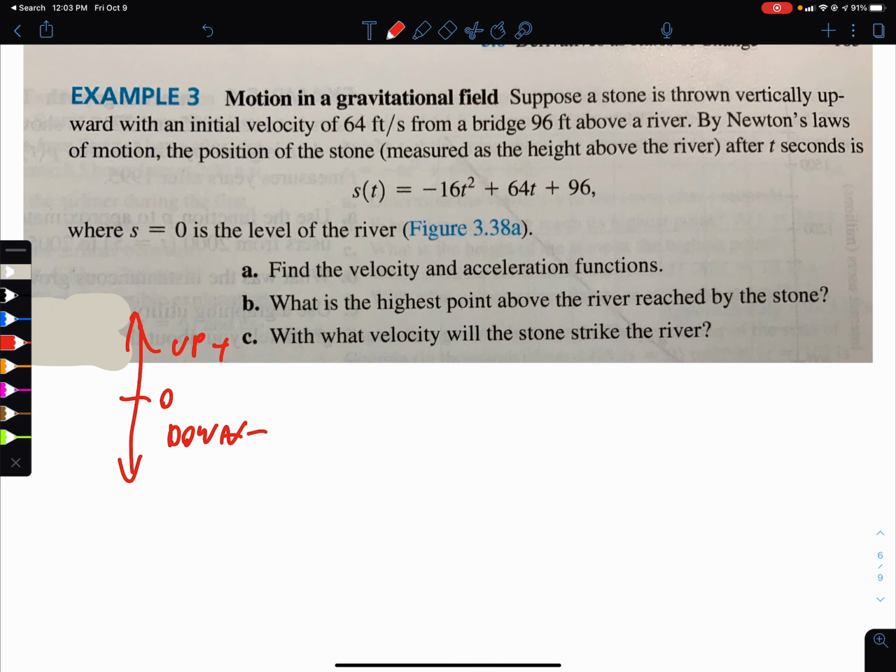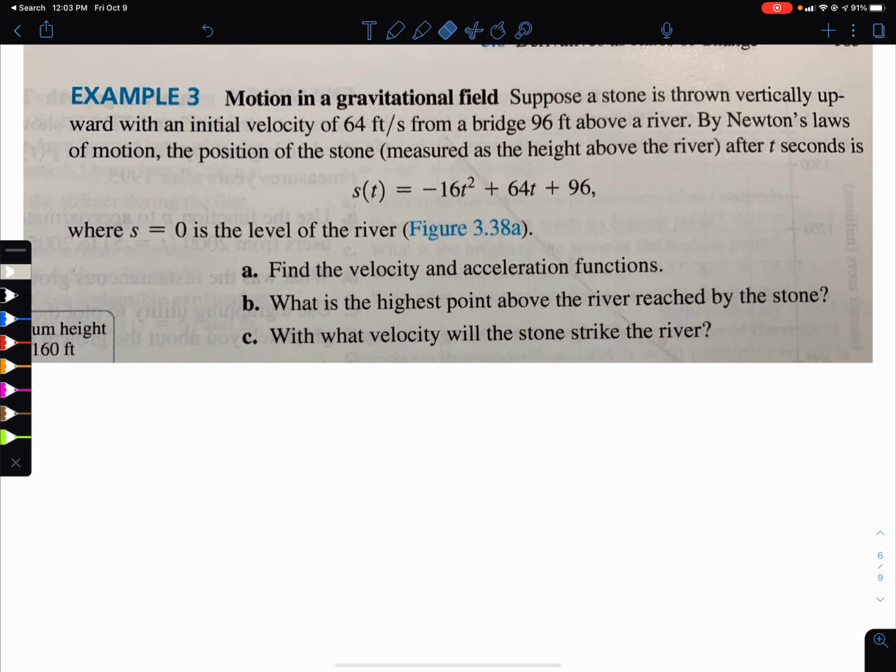Actually, let me read this. Velocity 64 from a bridge. Okay, it's actually the ground is 0. Position is measured as height above the river. So you can't have a negative height, actually. Let me erase that, because then that means you're underneath the river. And is that possible? I don't know. Let me go ahead and redo this.